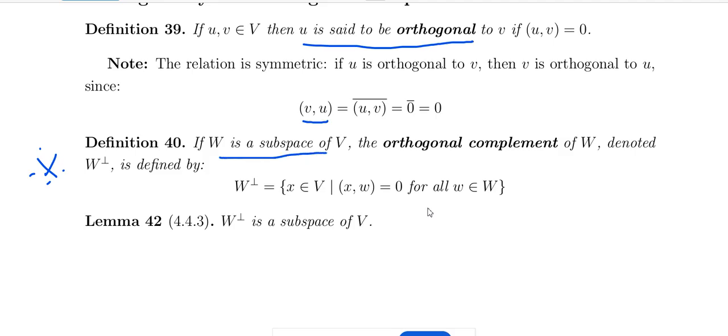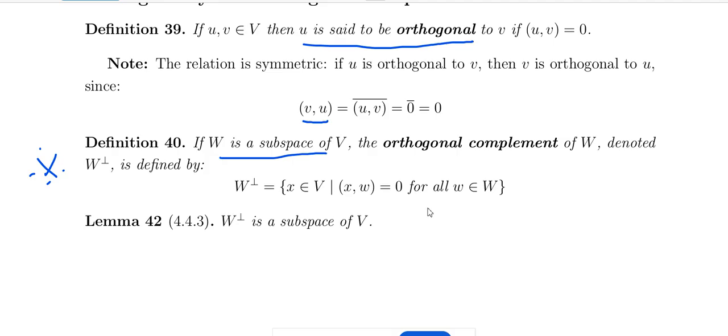So W is a subspace of V. The orthogonal complement of W is denoted as W perpendicular. The orthogonal complement of W is nothing but the collection of those elements of the vector space V whose inner product with every element of W is equal to 0. The collection of the vectors in V whose inner product with the elements of W is 0 is called the orthogonal complement of W.